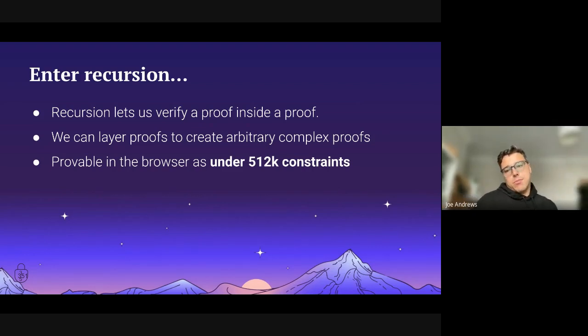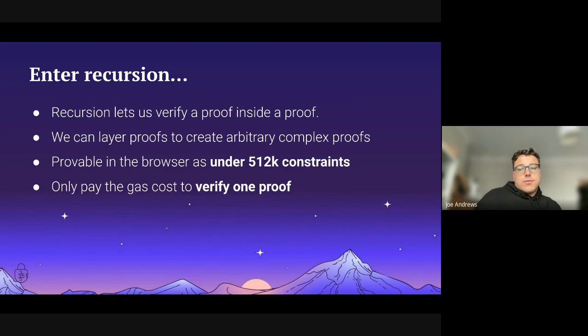So we can break the complex storage proof down into 512,000 constraint chunks and verify those in the browser inside one single recursive proof. And for Ethereum, this means we only have to pay one gas cost to verify one proof. So we don't have to verify each proof individually on Ethereum, which will get very expensive. We only have to pay for one verification.